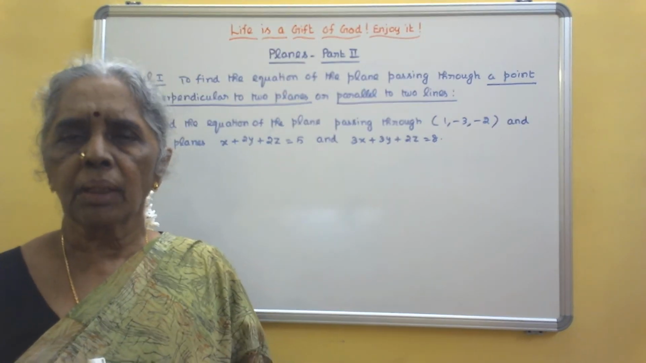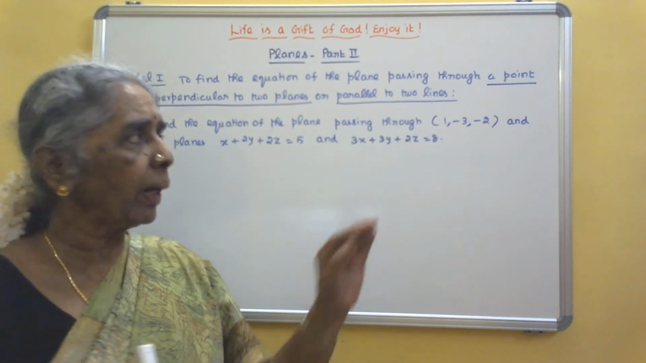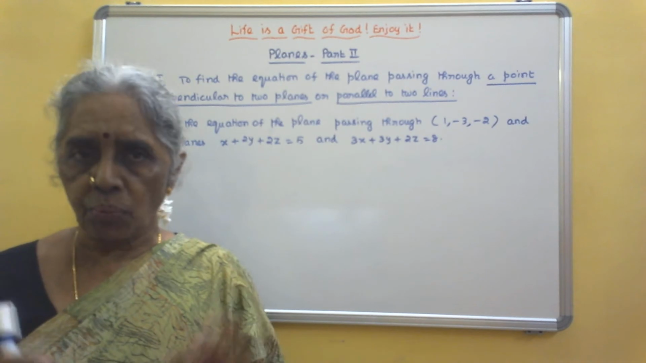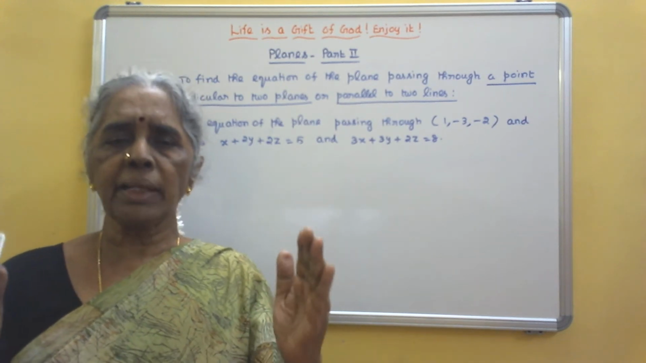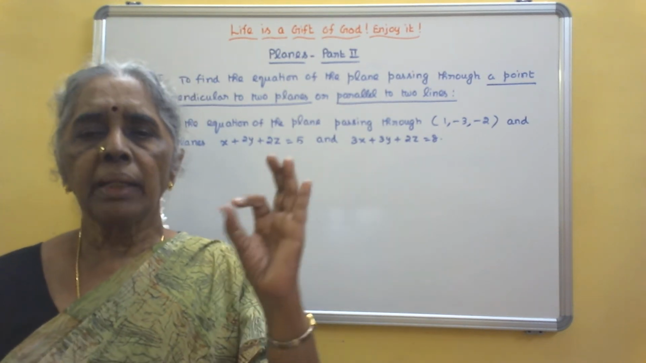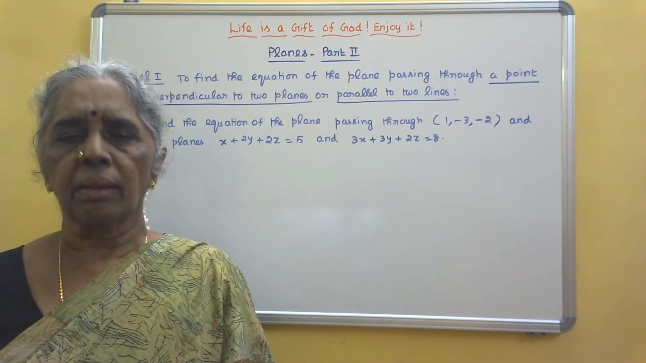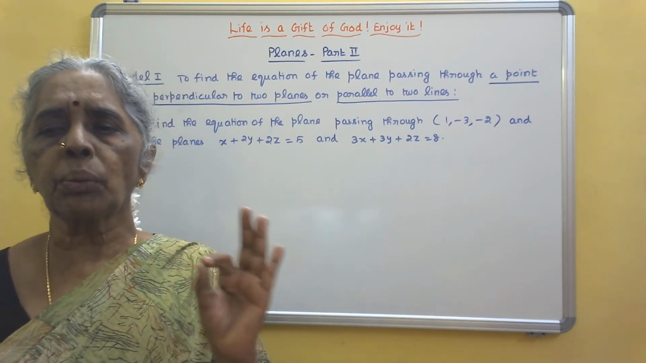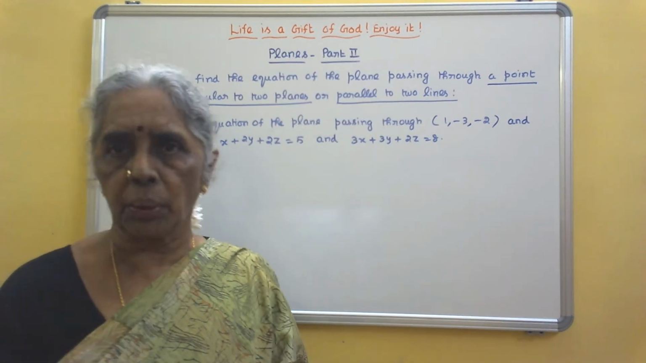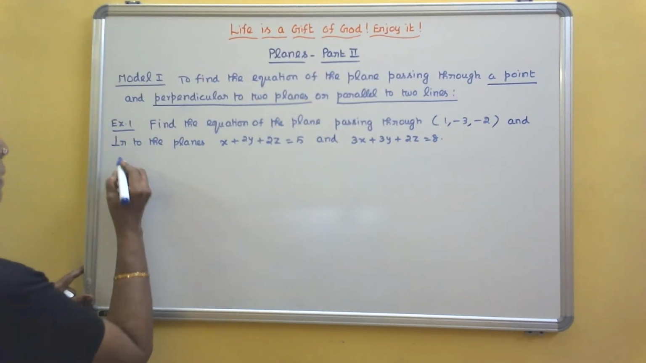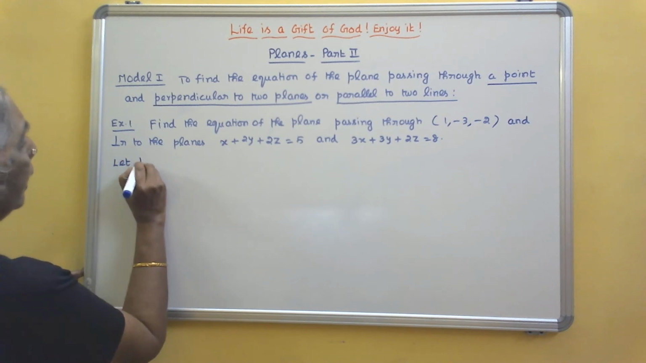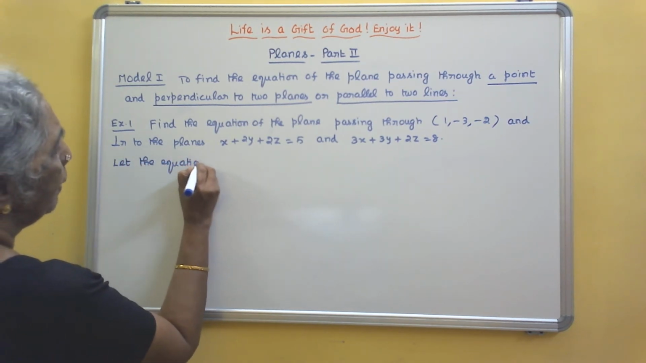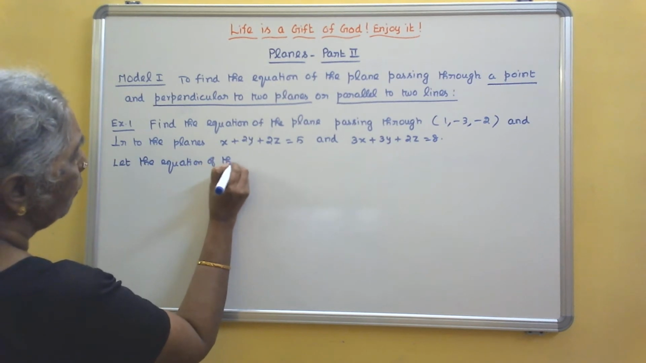Now, whenever one point is given and you want to find the equation of the plane, you always assume, let the equation of the required plane be a into x minus x1 plus b into y minus y1 plus c into z minus z1 is equal to 0. That is what we will start the sum with. So, let the equation of the plane be this, this is what we are going to find out.